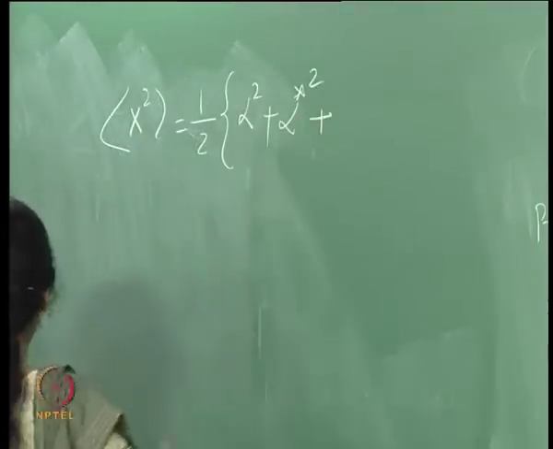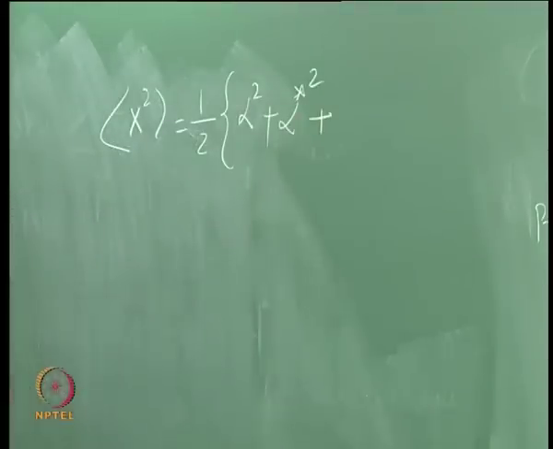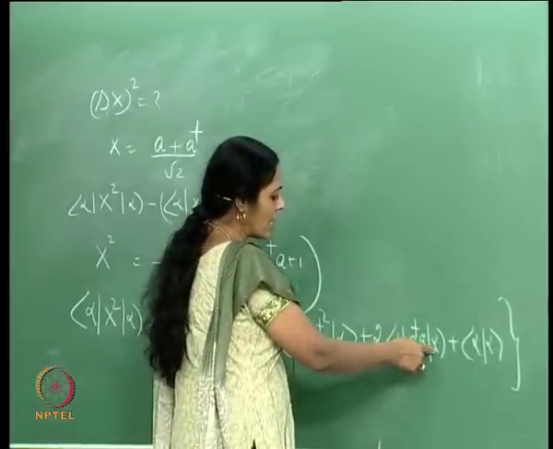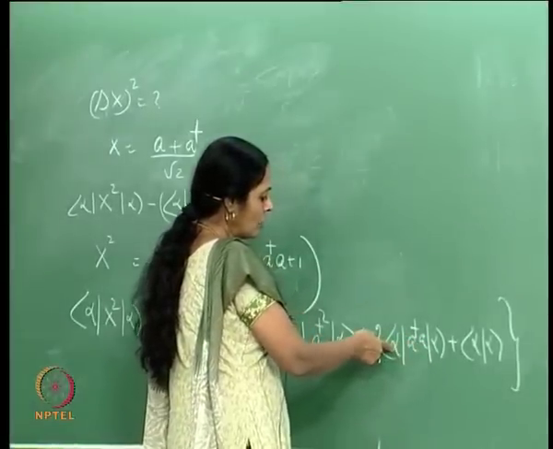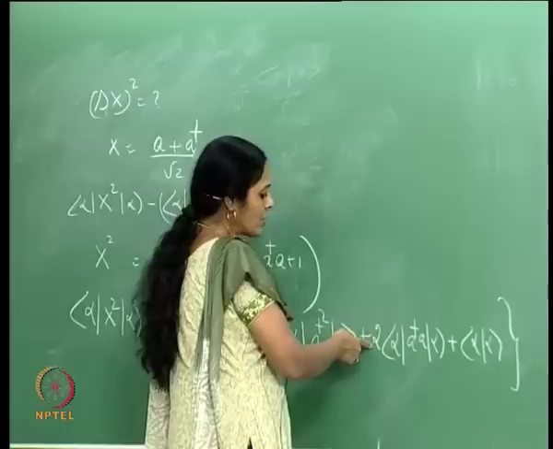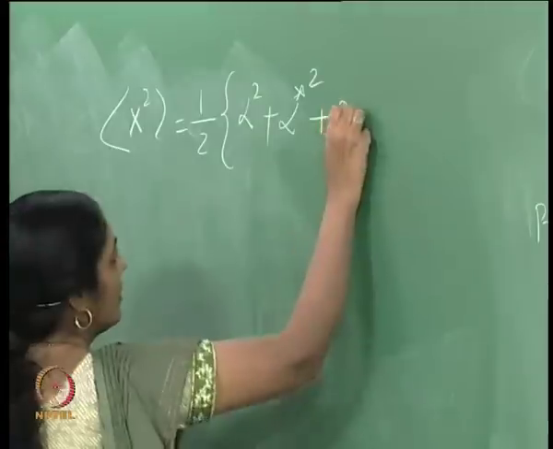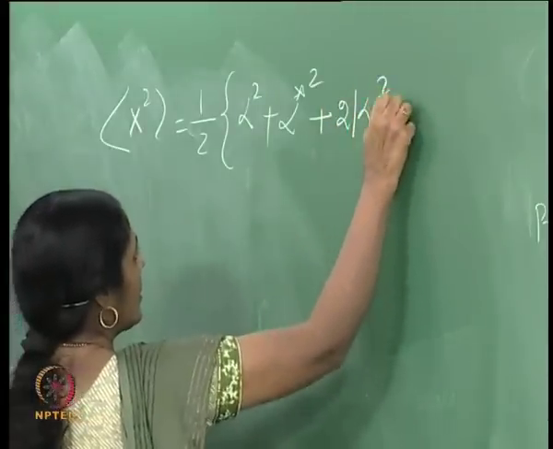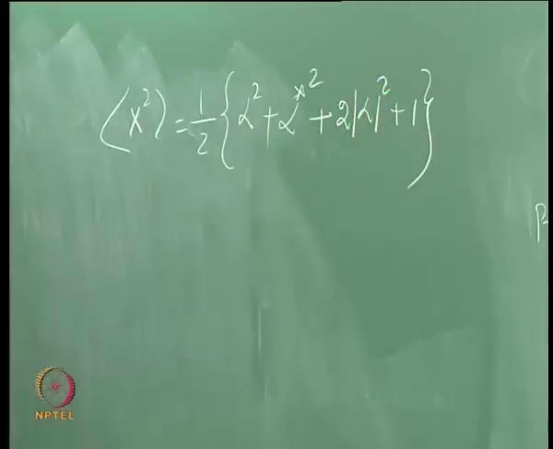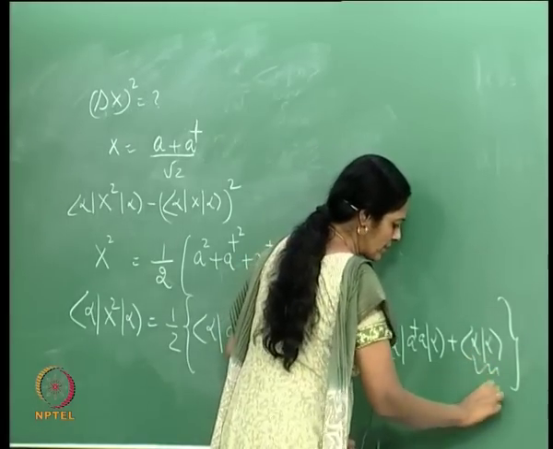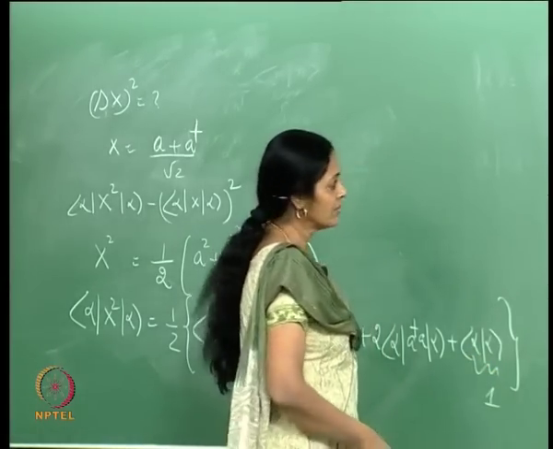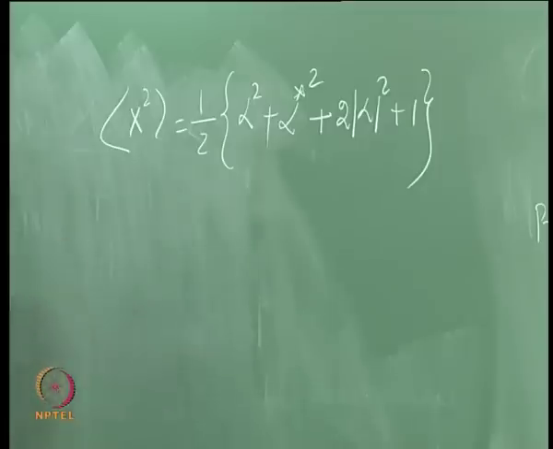plus a acting on ket alpha is alpha ket alpha, and a dagger on bra alpha is alpha star. There is a 2 out here, so that gives me plus 2 mod alpha squared plus 1, simply because this object is 1. So, this is expectation x squared.